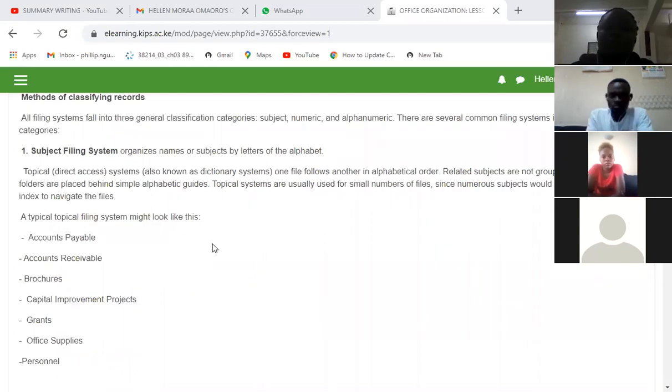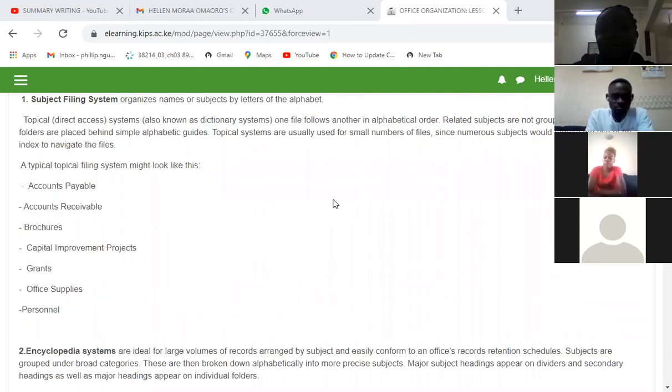Okay. Yes. Also, if you have various departments in an organization, that's another example. When you are using subject filing, you can file the document according to the name of the department. Like now we have business department, we have ICT, journalism, engineering, community development, hospitality. So each department should have a different file. That's according to subject filing.